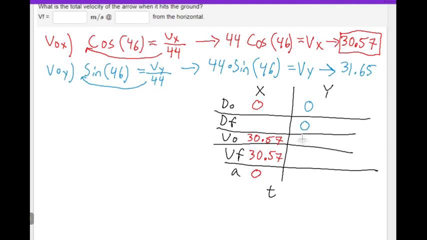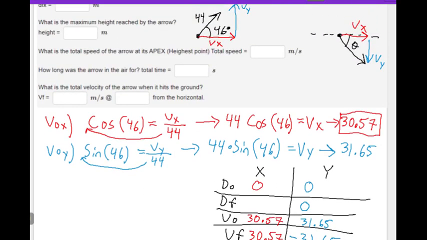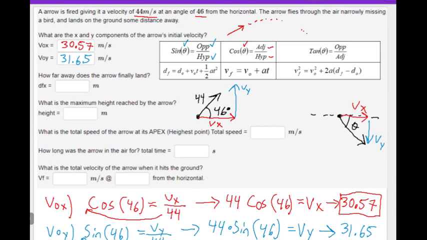So the initial velocity in the y is 31.65. The final velocity, well, it's coming back down. So the final velocity is negative 31.65. We know this because of symmetry. And acceleration in the y direction is because of gravity, so it's just negative 9.8. So now we can go ahead and solve for df in the x direction.